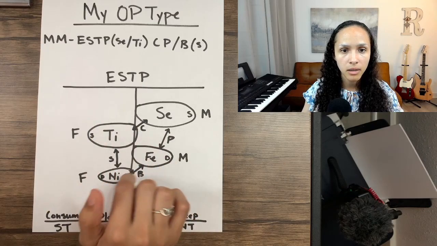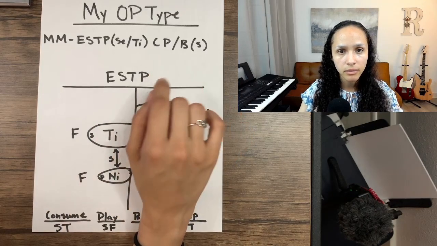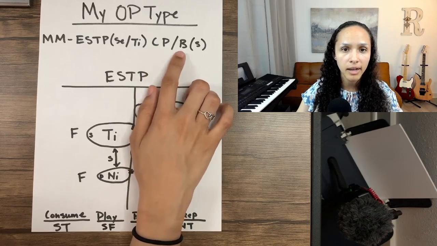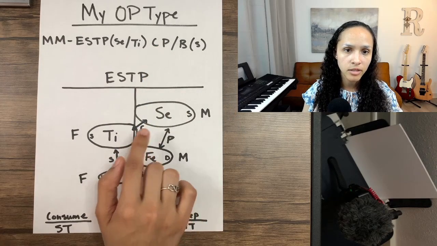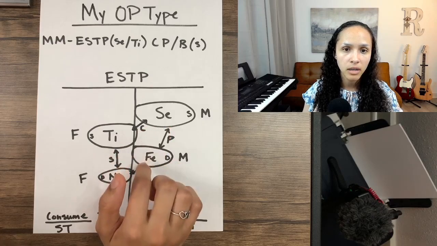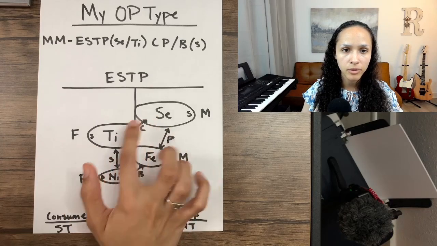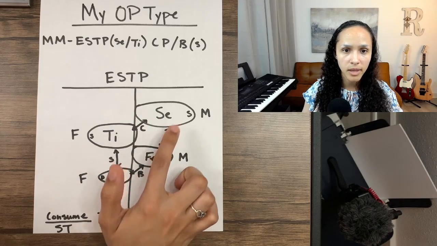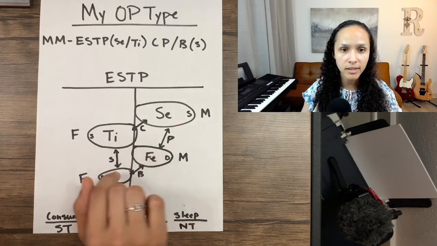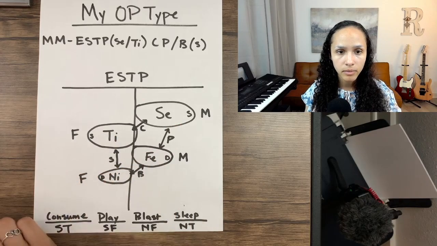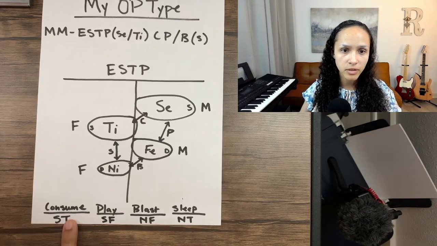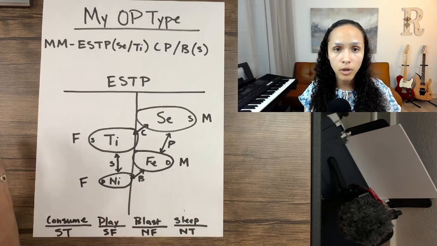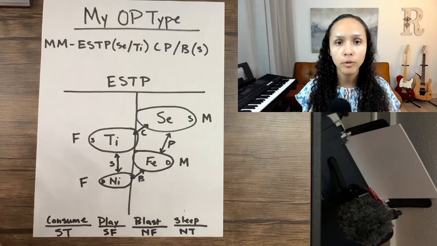And then our animals right here, this is my animal order. We've got consume, and then play, then blast, and then sleep. And just displaying what functions make up those animals. So this is the consume animals working together. These two functions make up play. These two functions make up blast. These two make up sleep. And then these are the types of consume, the type of play, the type of blast, the type of sleep. So this is an overall picture of what getting your OP type looks like.